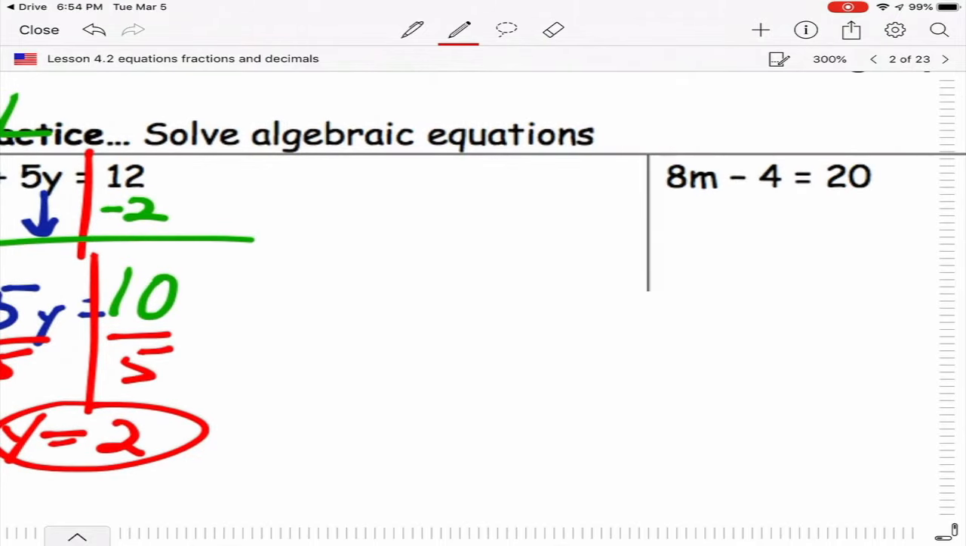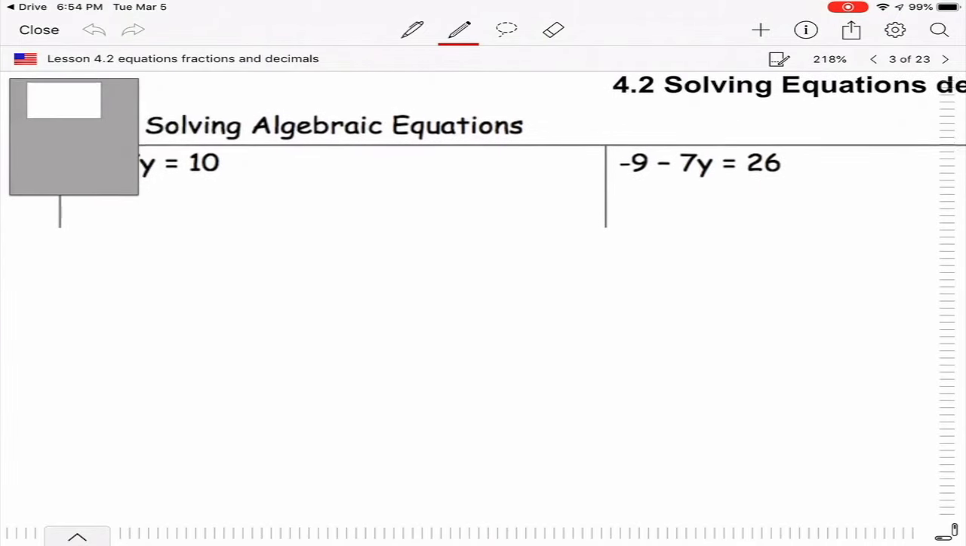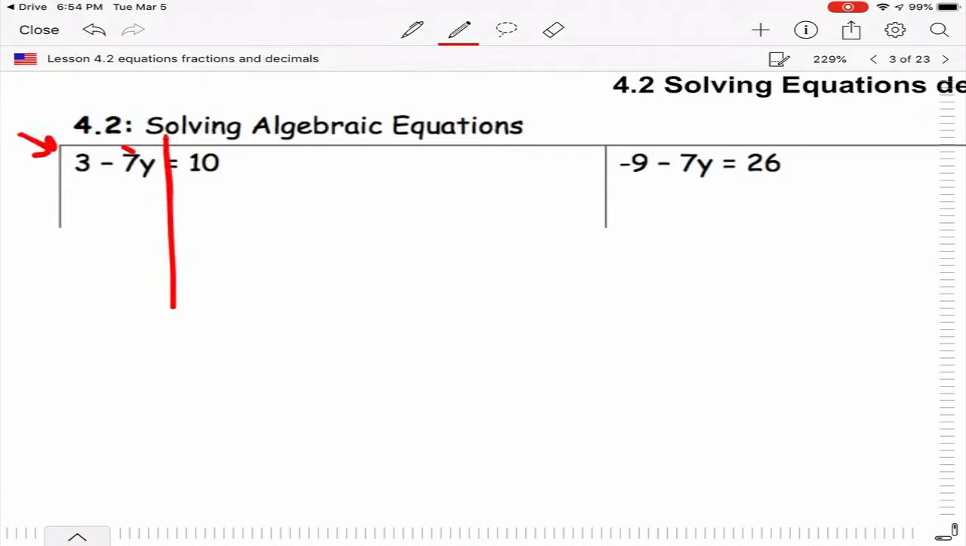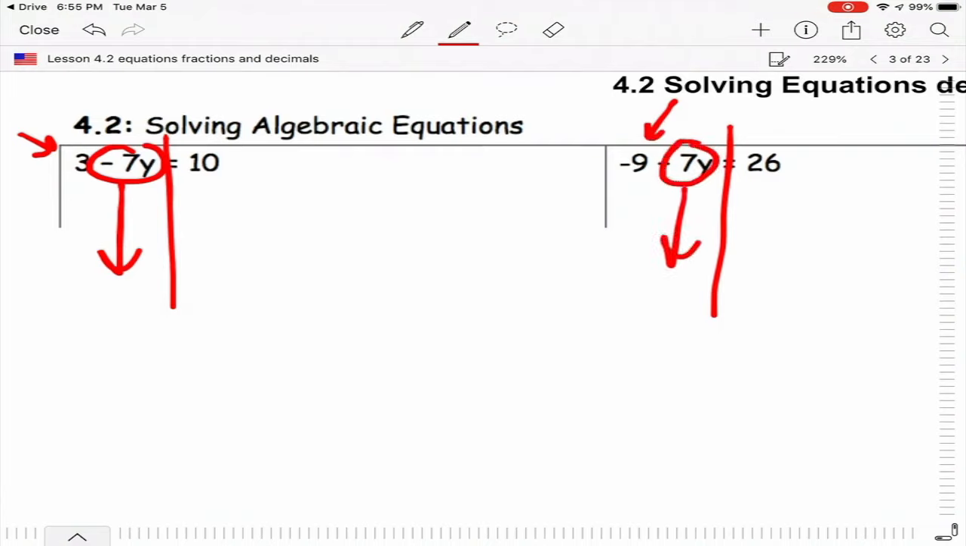So go ahead and do this one on your own, and do these two on your own. With these two, just please keep in mind that after you get rid of the 3 here, you're going to bring down the negative 7y. Same thing here. Once you get rid of that negative 9, you're going to bring down the negative 7y. So just make sure you bring things down. So solve these two. I'll check it for you.